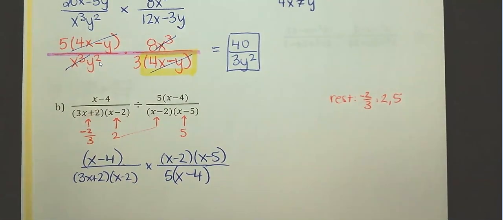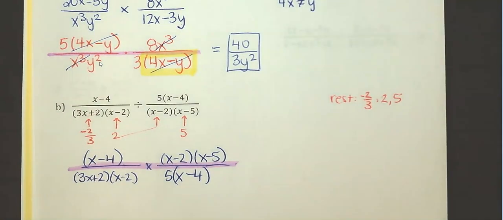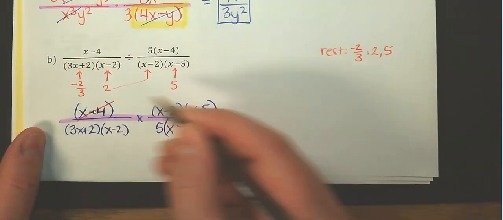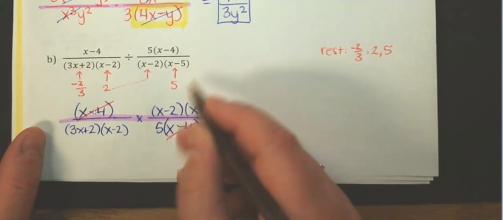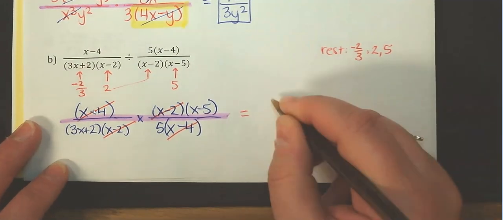Okay, now, if I'm just multiplying these together, this just turns into one giant fraction. So anything on the top and bottom, if the factors match, since everything's being multiplied now, we can cross it out. So I got an x minus 4 and x minus 4. I've got an x minus 2 and an x minus 2. Nothing else matches. So just whatever's left.